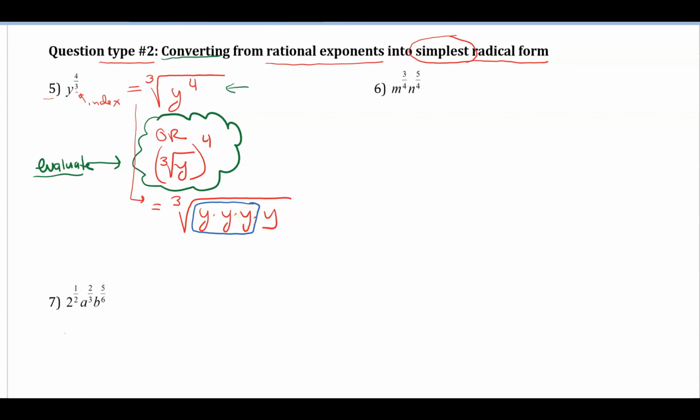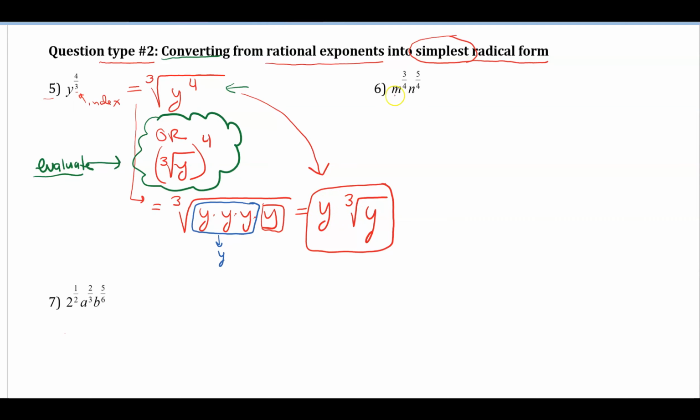That's a cube root of y. So I can pull one y out of the cube root sign. And then, of course, this remaining y will have to stay inside. So then the answer in simplest radical form would be 1 perfect cube root of y on the outside times the cube root of y to the first power that was on the inside. So y to the power of 4/3 is equal to the cube root of y to the 4th, which is equal to 1 whole y to the first power times the 3rd root of y.